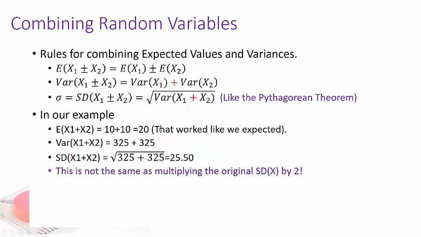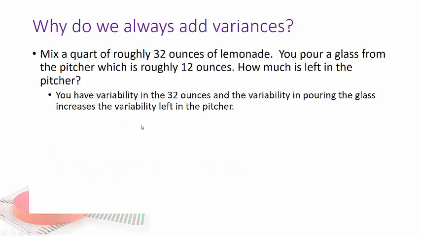All right, so now let's revisit, why do we always add variances? So say you mix a quart of roughly 32 ounces of lemonade and you pour a glass from the pitcher, which is roughly 12 ounces, okay? How much is left in the pitcher? Well, you have variability in the 32 ounces, and you have variability in pouring the glass. If I didn't pour the glass, I would have only that variability. Once I pour the glass, because there's variability there, maybe I pour a lot, maybe I pour a little, it's going to increase the differences in the measurements for the pitcher.